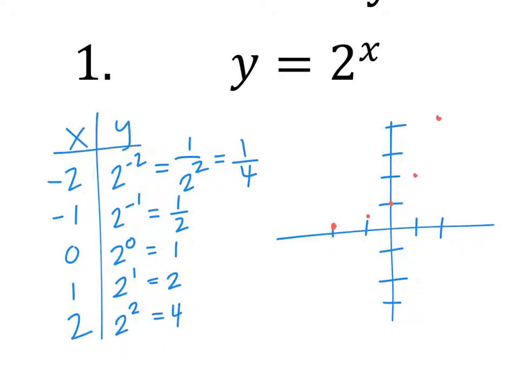Then what we want to do now is draw a smooth line that connects all the dots, something like that. Be careful with the way you graph this: the line cannot go below the x-axis. The y is going to get smaller and smaller, but it's never going to go below the x-axis on this one.